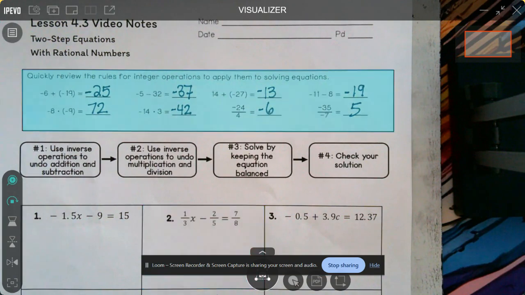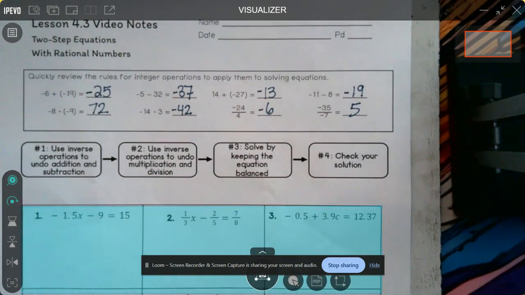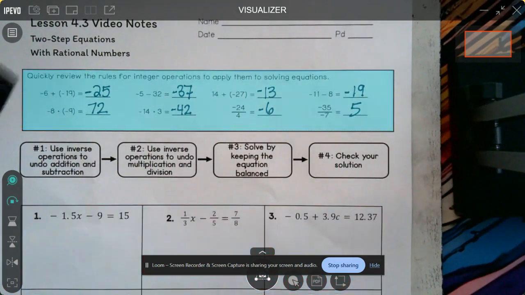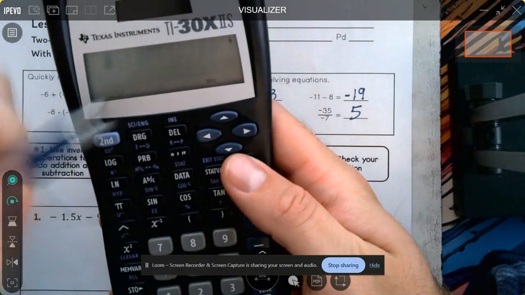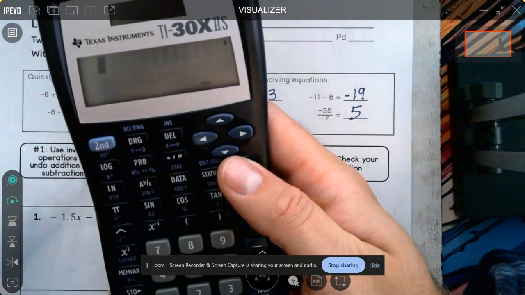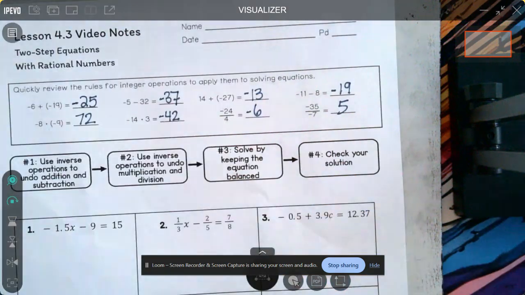All right, here are your answers for the first 8. Hopefully you remember when you multiply or divide two positives, you get a positive answer, or same signs positive, different signs negative. And I want you to start checking your answers with a calculator if you need to. You're going to be using a calculator to check all of your work today. Okay, so here we go.